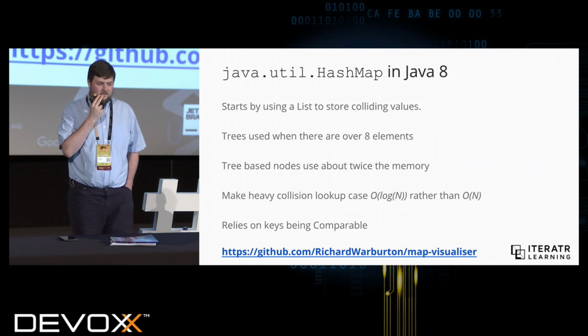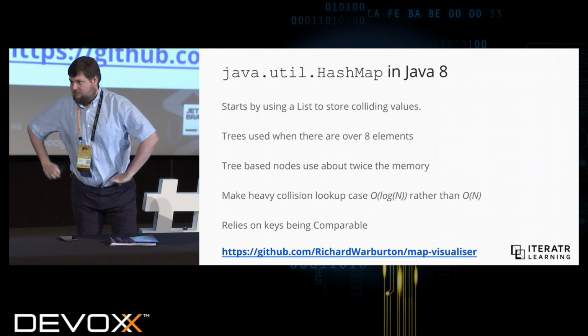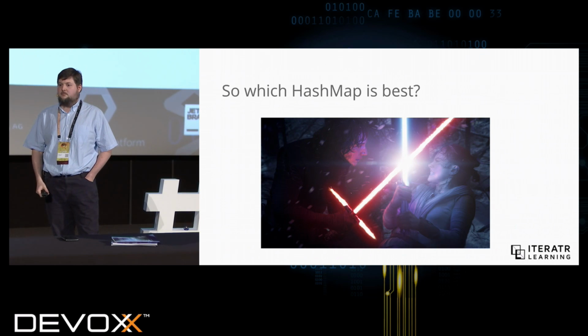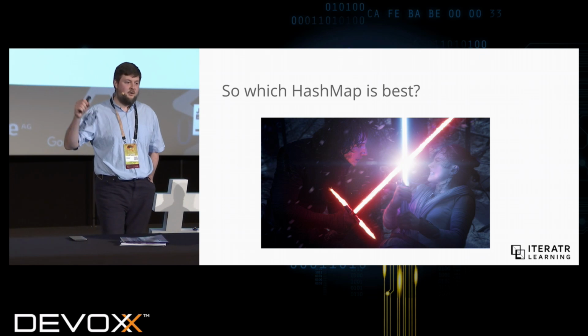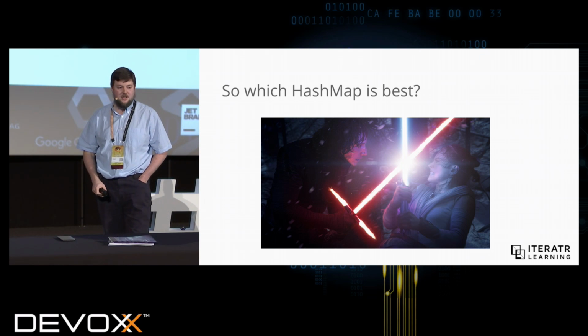But Richard, we've got those two strategies here. We've got the linked list strategy, we've got a tree strategy. We need a winner, right? Like, in general, we need the best implementation. Which one is the best? You want a winner, you want a massive lightsaber battle between the different HashMap implementations.